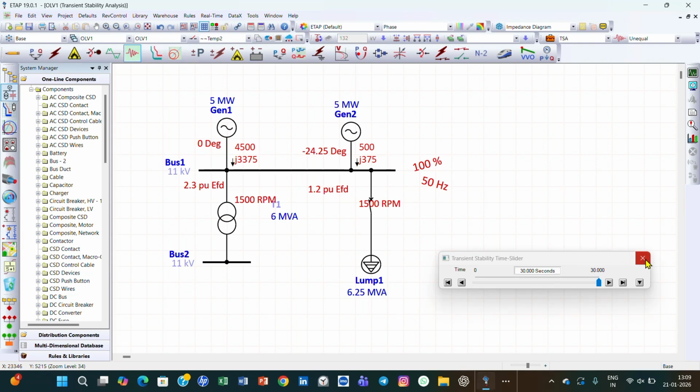Now in this way we have studied the effect of the rotor angle when the load is unequal on generators, and how we find the fault clearing time. In ETAP you cannot get a direct fault clearing time, you have to do a hit and trial method. Then you can find the proper fault clearing time at which the fault should be cleared so that our generators remain in synchronism.